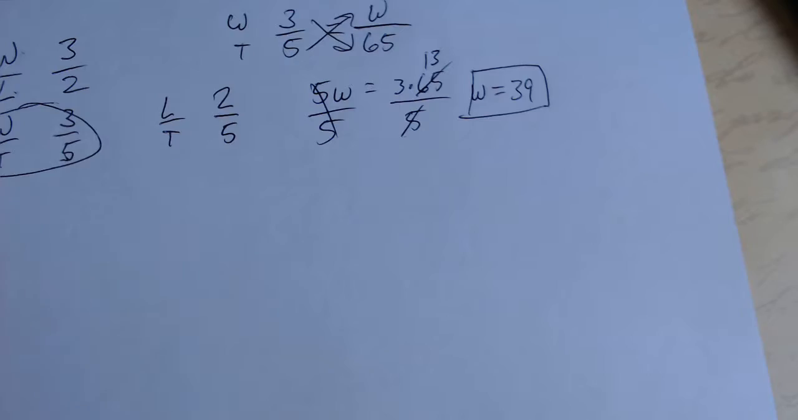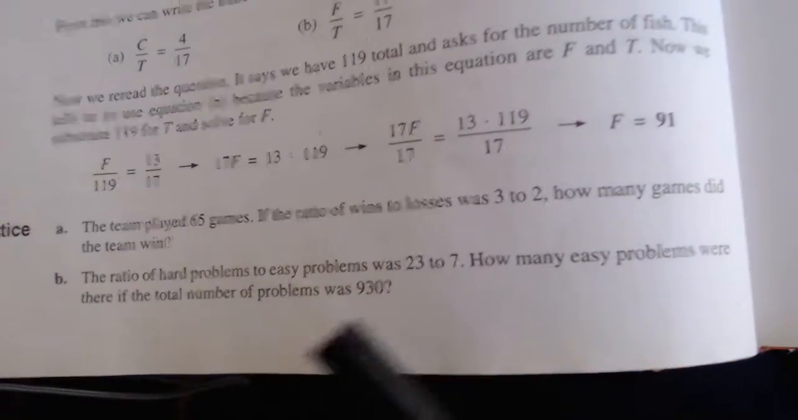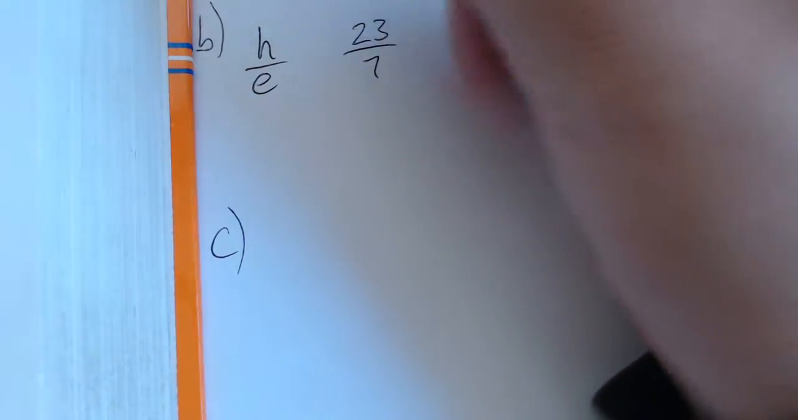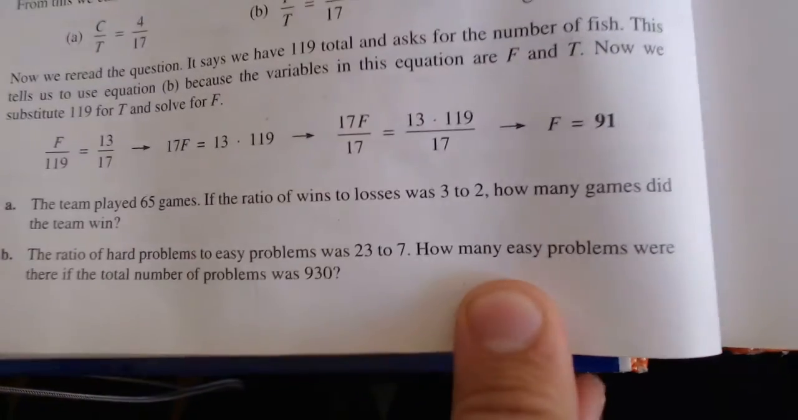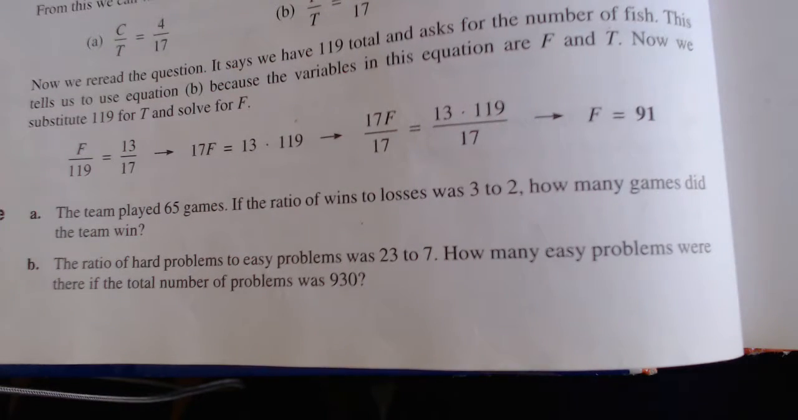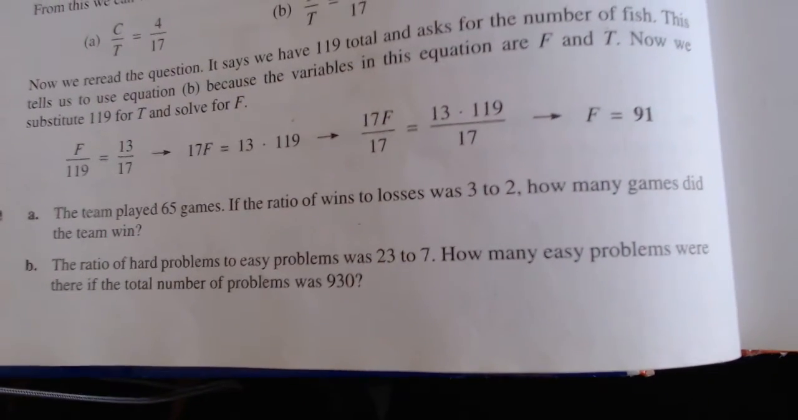Now let's go to problem B. The ratio of hard problems to easy problems is 23 to 7. So I'll start by writing my first ratio, and that is hard to easy, 23 to 7. Sounds a little bit like your homework, huh? Now they want to know how many easy problems there were if the total number of problems was 930. Okay, so again, they give us the total number, and we don't have any information about how many were hard or how many were easy. We have to find how many were easy.